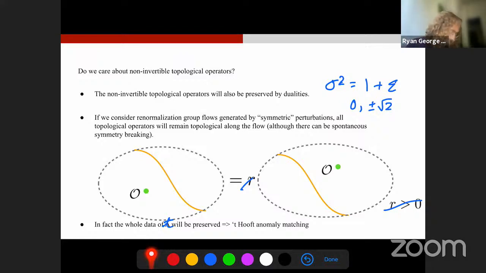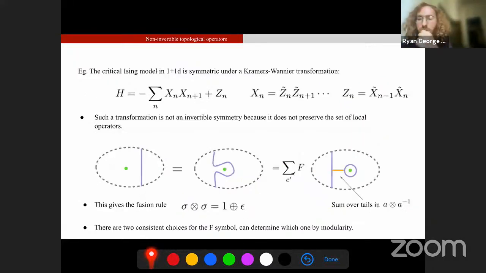Okay, good. So let's give an example, maybe the simplest example, where you have some non-invertible operator, which is the critical Ising point in 1+1 dimensions. It can be expressed in a spin chain model like this, where X and Z are Pauli X and Z operators on some chain of spin-1/2 labeled by integers.